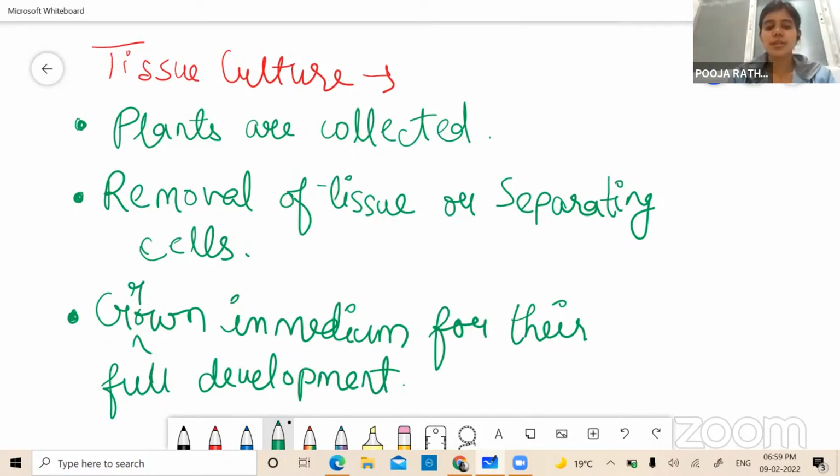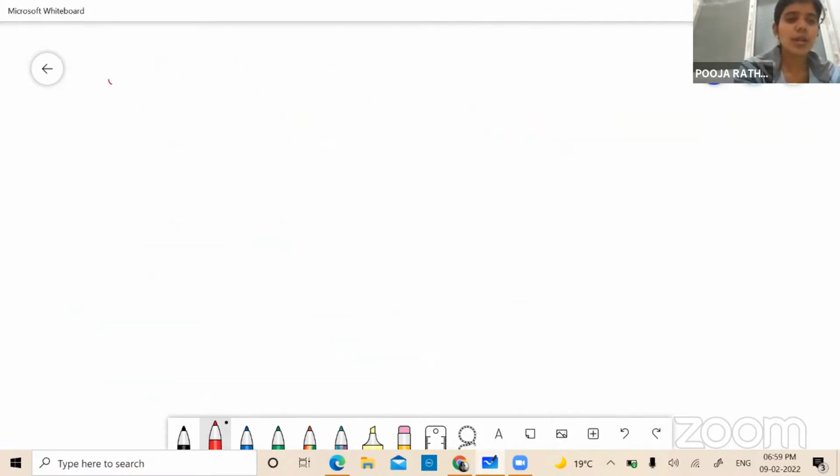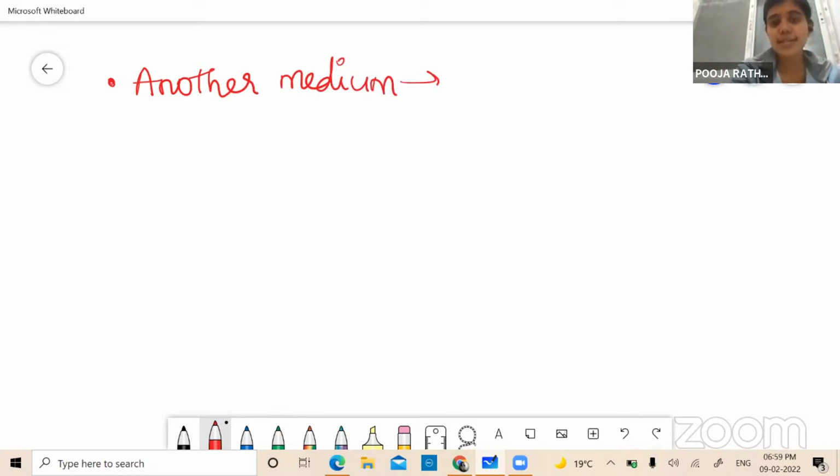This particular medium is an artificial medium prepared by the researchers or scientists who are growing the particular plant in an artificial manner. They are grown in a medium for their full development, and after they are developed fully or matured, they are transferred to another medium which possesses hormones for their growth.